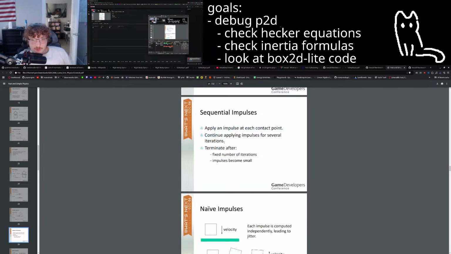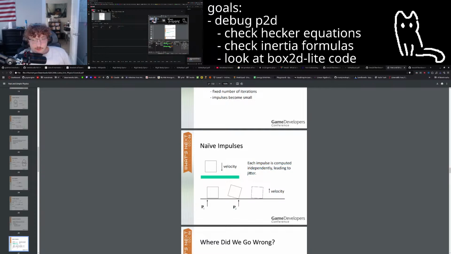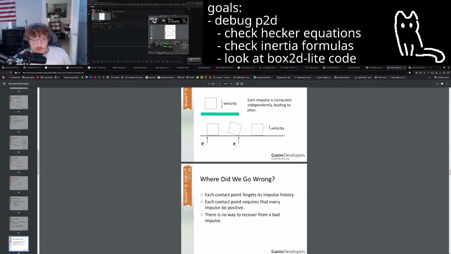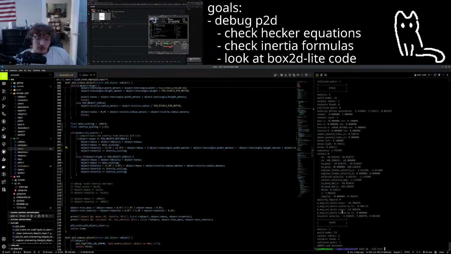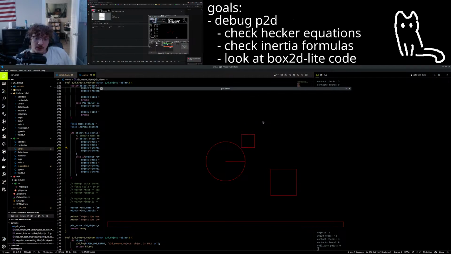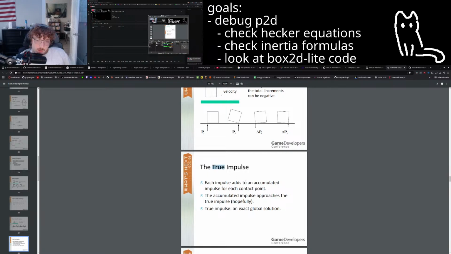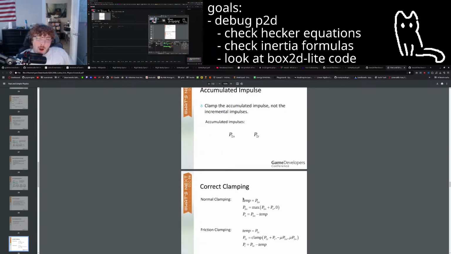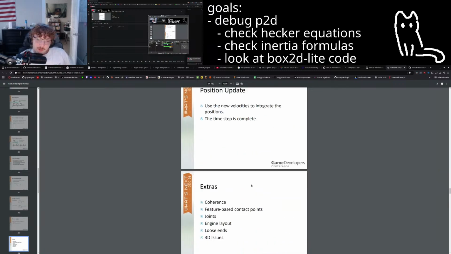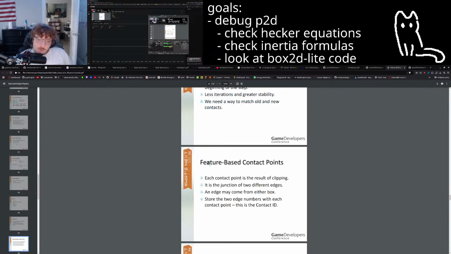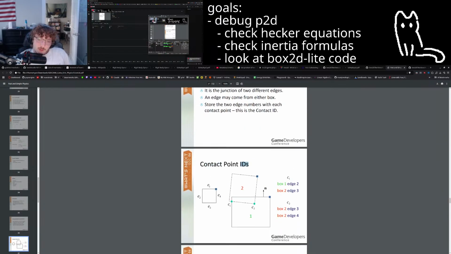So it's bias, friction, sequential at each contact point. Do it for several iterations. Naive. Each is independent. Each contact point forgets its impulse history. So I wonder what this does for my problem with the resting contact when we come in and out of rotation. But I already do sub-stepping, it's just not aware of before. These are probably just going to start talking about numeric stability, maybe.